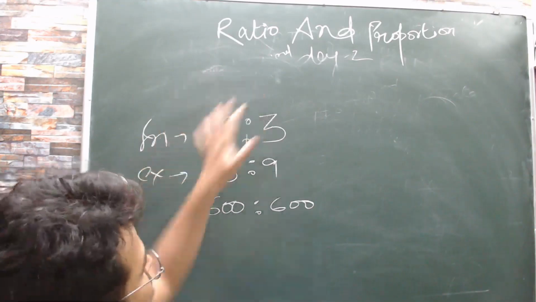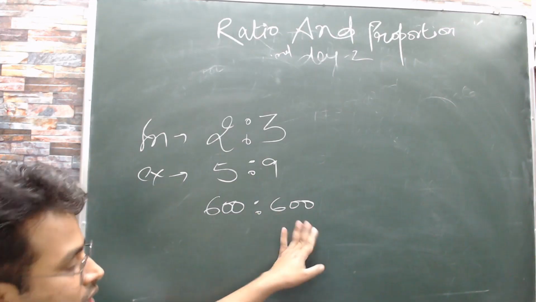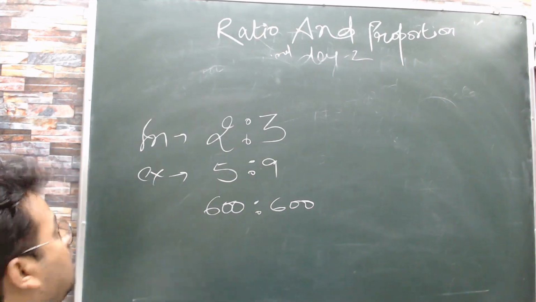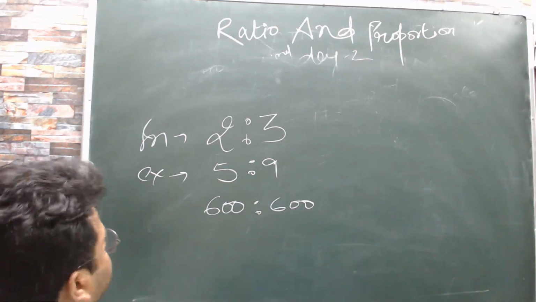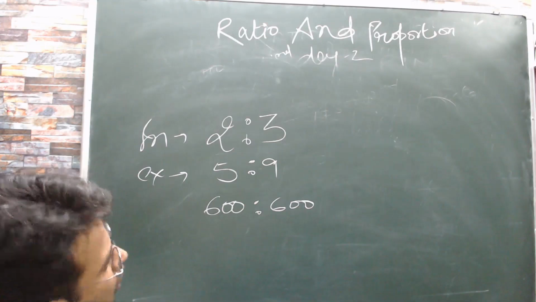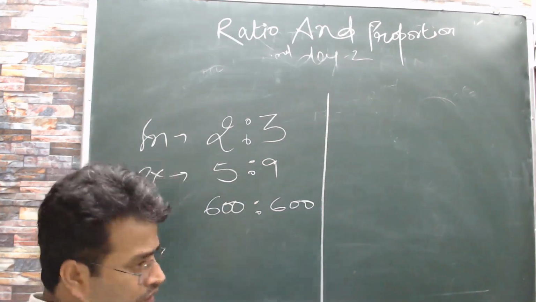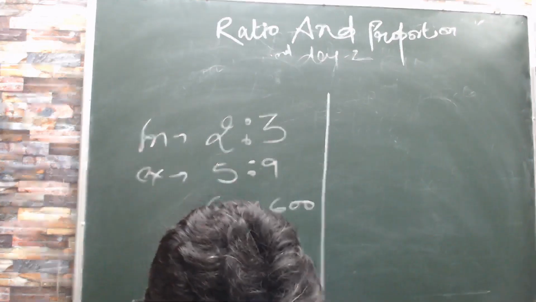This is A, this is B, their income ratio, their expenditure ratio. They are saving 600 each in a month. Then what is the income of A? So how will you do this question? Give me some time. Do one another question first, and then we will come to this question.